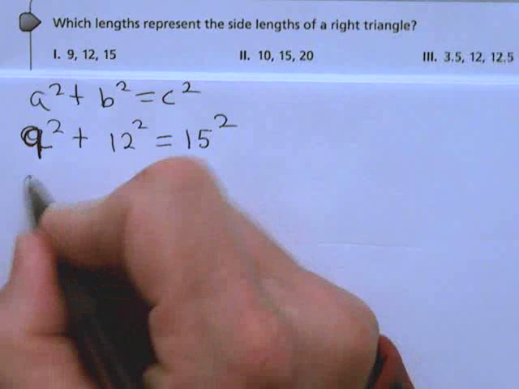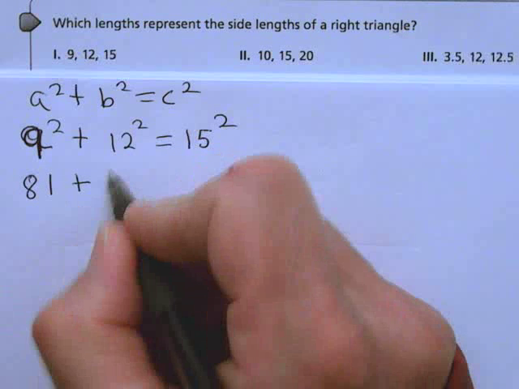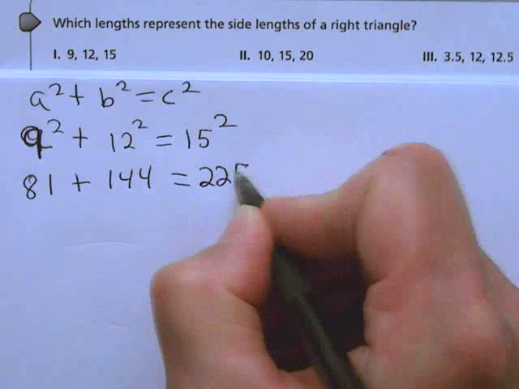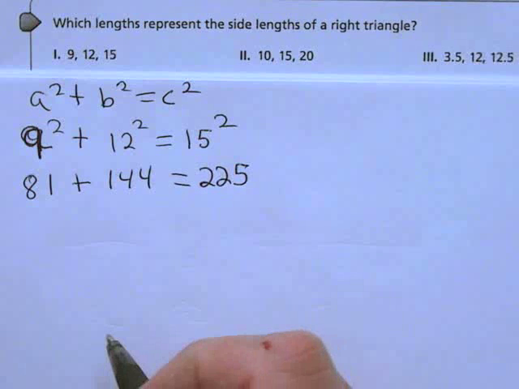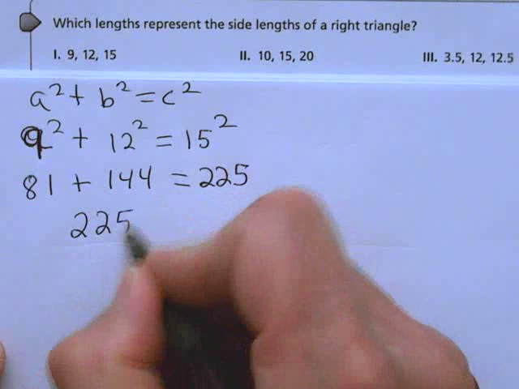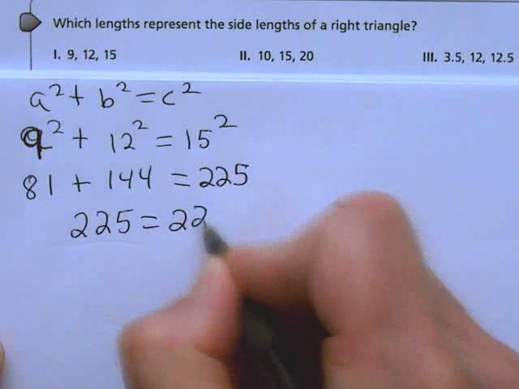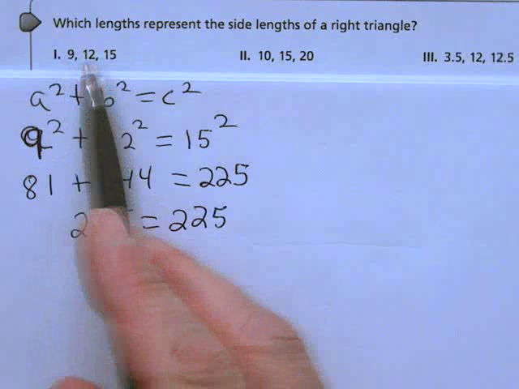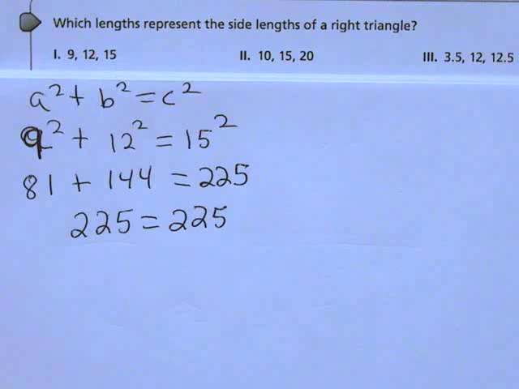9 squared, of course, is 81. 12 squared is 144. And 15 squared is 225. And does 81 plus 144 equal 225? It does. Therefore, I can conclude that a triangle with the lengths 9, 12, and 15 is in fact a right triangle.